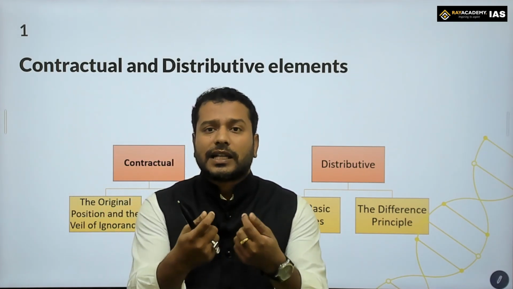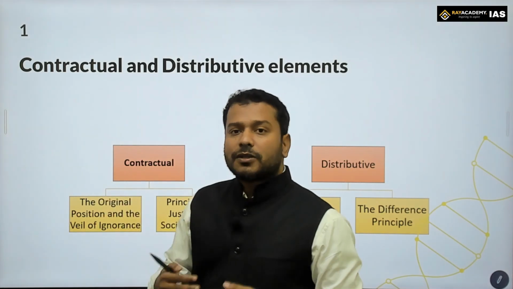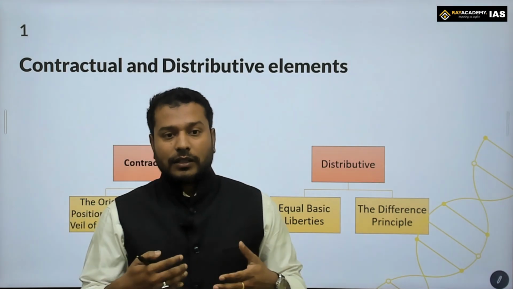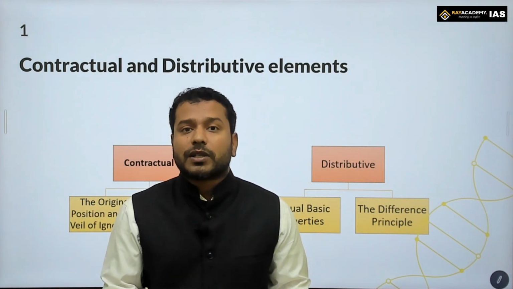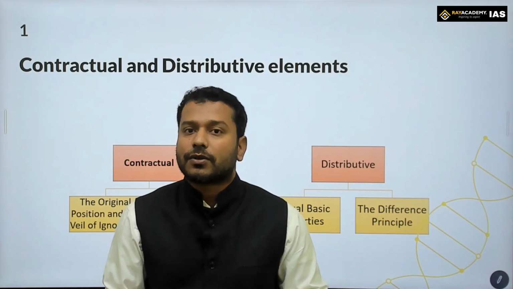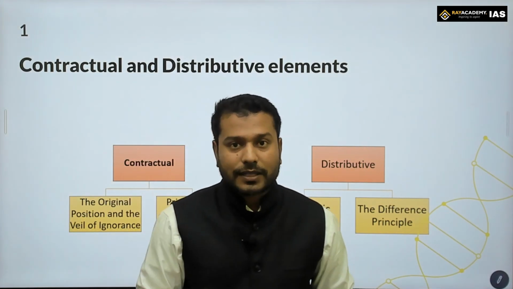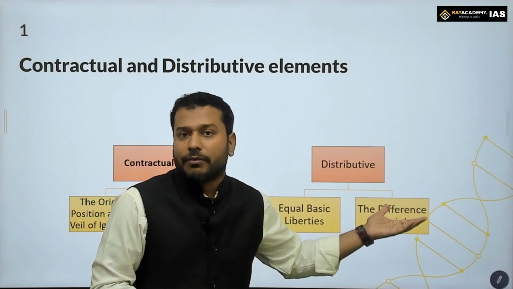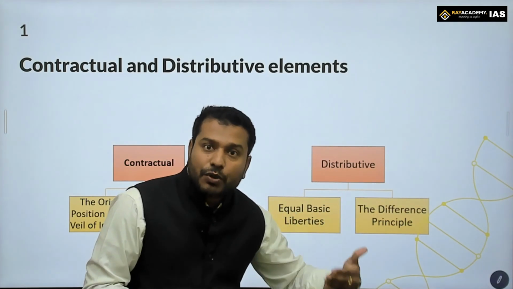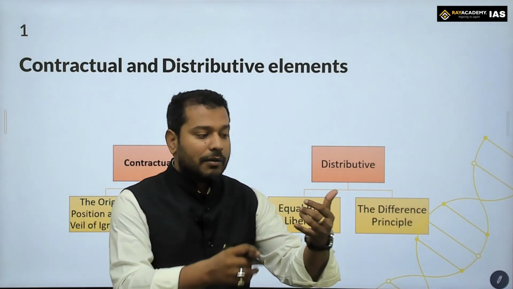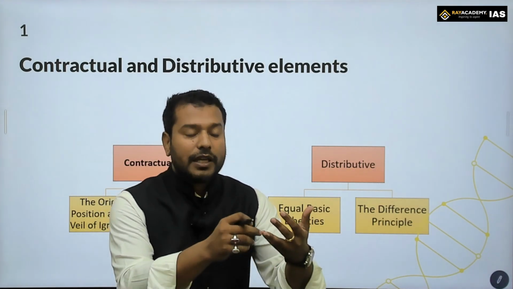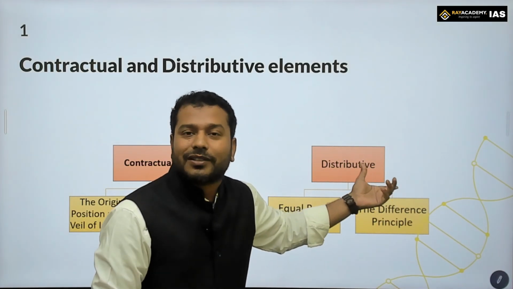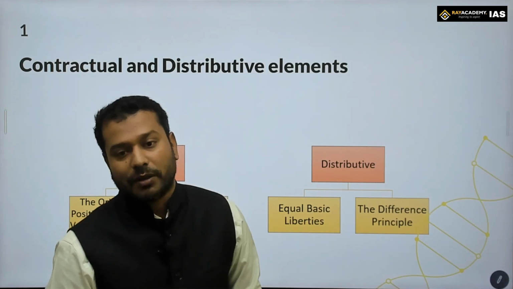But in a nutshell, I would say contractual is based on contract, based on social contract. That means the original position, where nobody knows about their status, how you are reacting in the society, is the contractual element. But when you talk about the distributive element, then ultimately the distribution, whatever is happening in the society, be it economic distribution or some kind of aid, there has to be equality in the distribution. That is the concept John Rawls is talking about.